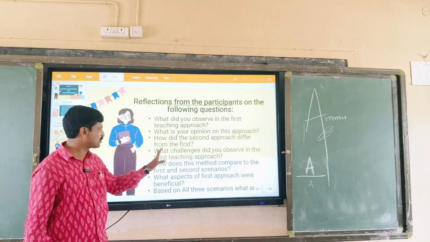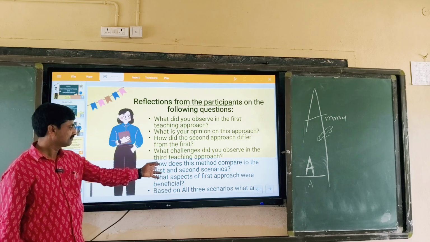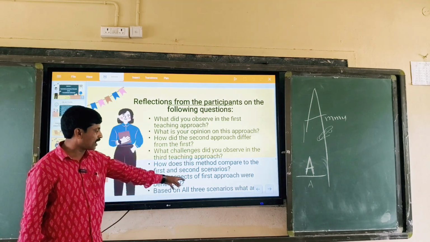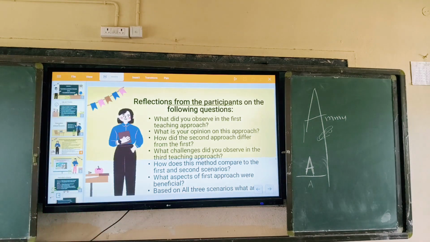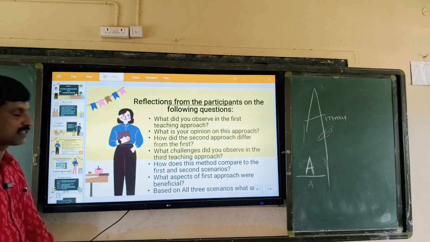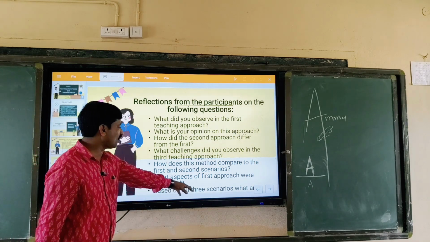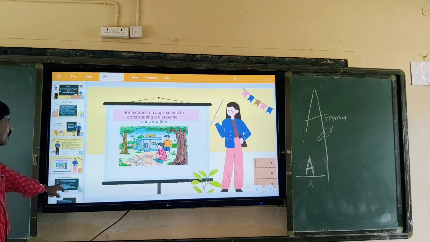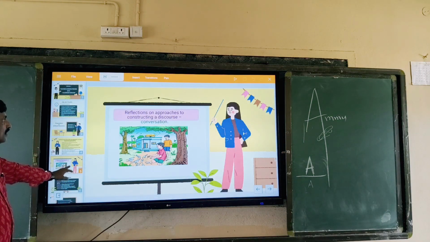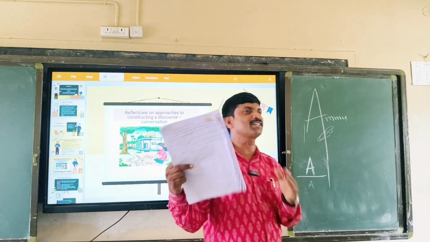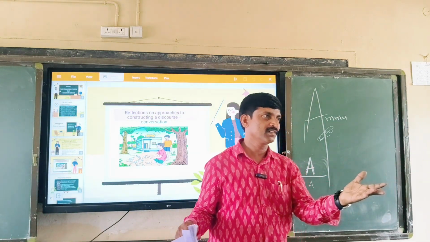What challenges did you observe in the third teaching approach? How does this method compare to the first and second scenario? What aspects of the first approach were beneficial? Yes, we all agree. We agreed the first approach is beneficial to the students. Based on all three scenarios, what do you think? Yes, this is the conversation, reflection on approaches, constructing a discourse. What is discourse, sir? Again, discourse is coming. What is discourse?